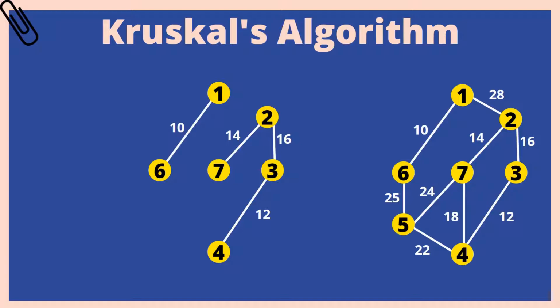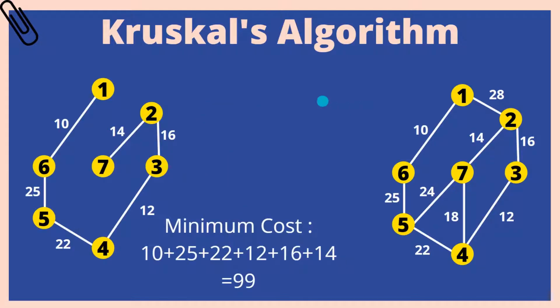Now the next minimum is 18. But it is making a cycle. According to Kruskal's algorithm, it should not make a cycle. So we will not take 18. Then what is the next minimum? That is 22. So we will take 22 now. The next minimum is 24. Again, 24 will be making a cycle, so we will not consider 24. Now the next one is 25. So this is it. We got our minimum cost spanning tree. What is the cost of this spanning tree? The cost of this spanning tree is 99.